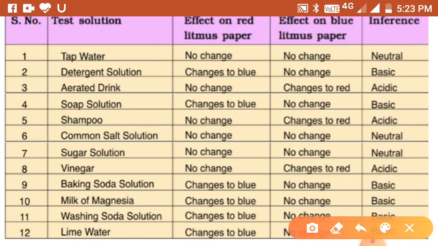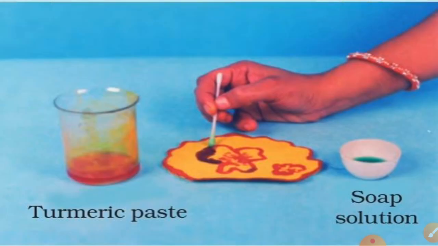Now second is the detergent solution. When we use the red litmus paper in the detergent solution, the litmus paper color will change into blue. And when we use the blue litmus paper in the detergent solution, its color will not change. So the red litmus paper changes into blue. That means it is basic. Now next is the acetic drink. When we dip the red paper into the solution, it will not change.